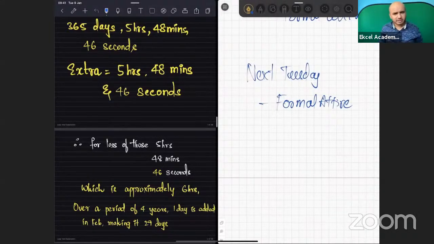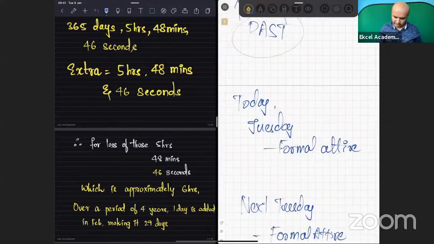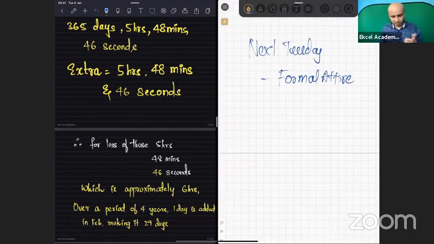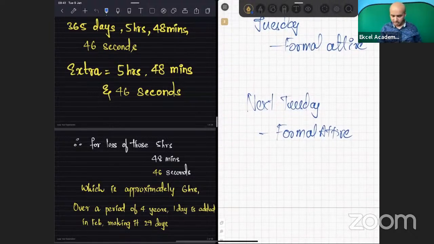So it's about observing what has happened in the past, what is happening in the present, and based on that, we make a prediction for the future. So that was about deductive and inductive reasoning.